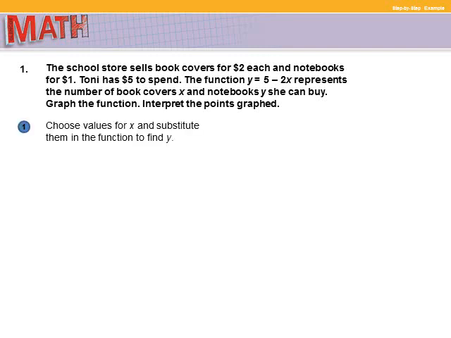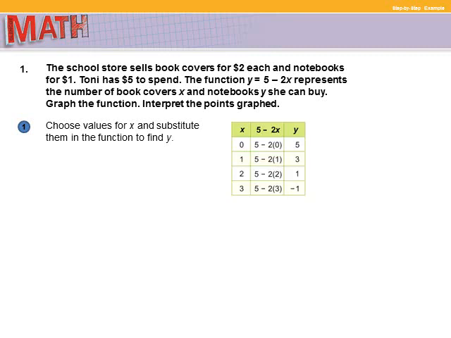First of all, we're going to choose values for x and substitute them in the function to find the value of y. First, we're going to create our table of values. It's going to be x, and here we're going to write the function 5 minus 2x, and here this is going to be the value of y. Now I'm going to assume some values for x. I have 0, 1, 2, and 3. And in this column, we're going to remove any x and replace it by the value that we wrote.